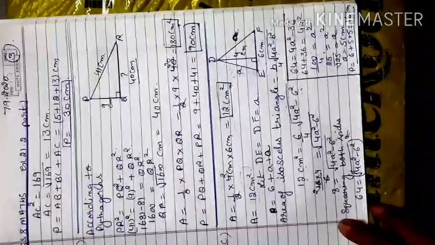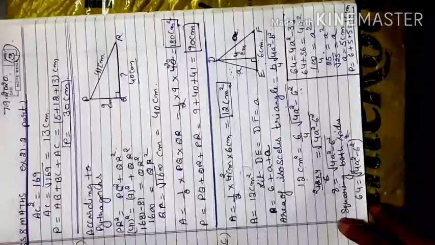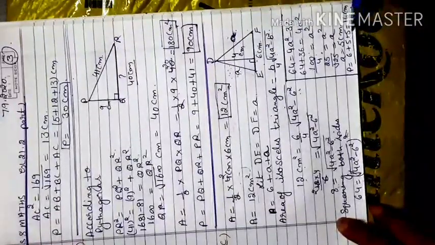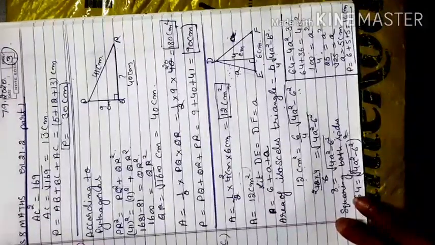Now the next step is I have to find the perimeter. If this is 5, this is 5, this is 6, then my perimeter is 6 plus 5 plus 5, which is equal to 16 centimeter.